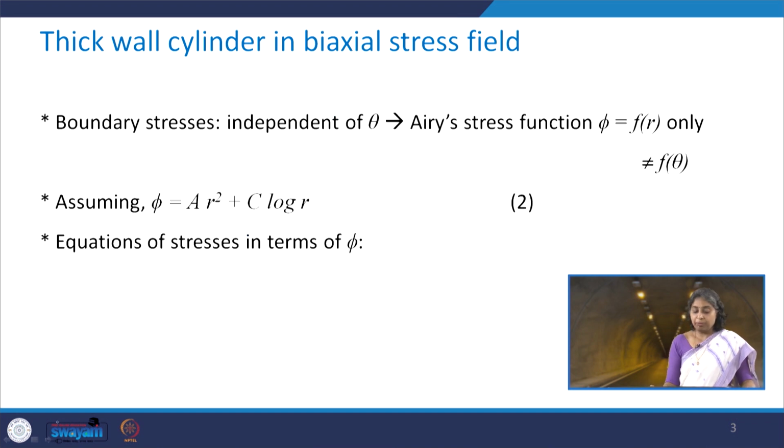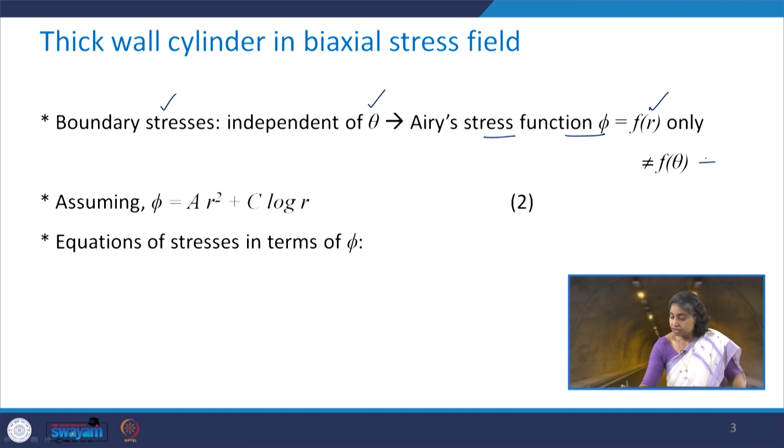So, how should we approach this? These boundary stresses are independent of theta. So, we can say that the Airy's stress function phi, which will represent this type of problem, can be a function of r only and not a function of theta. Accordingly, this phi can be assumed to be a r square plus c log r, where a and c are constants which will be determined from the boundary conditions.